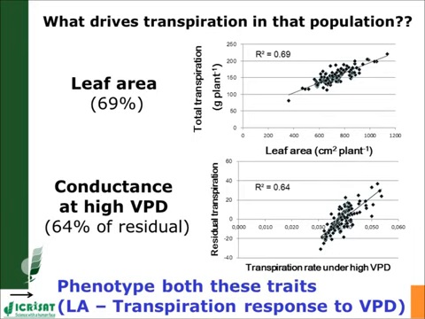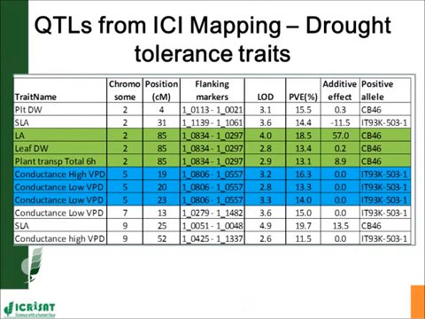Okay, so no surprise. But at the same level of leaf area, you see that you still have quite a bit of variation in the transpiration. And so that residual variation is explained by the conductance at high VPD. So these are the two phenotypes, the right ones, that we phenotyped for and then mapped QTL. So we've got QTL here for the transpiration rate and the leaf area, given by one of the two parents, and then here QTL for the response to the VPD given by the other parent.